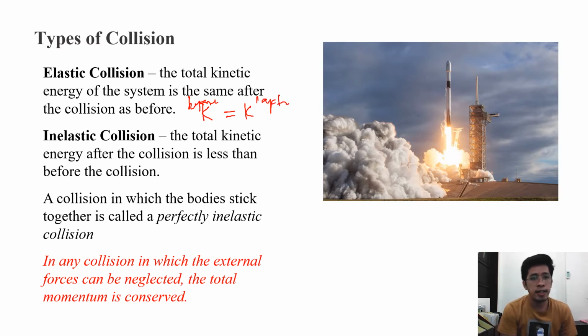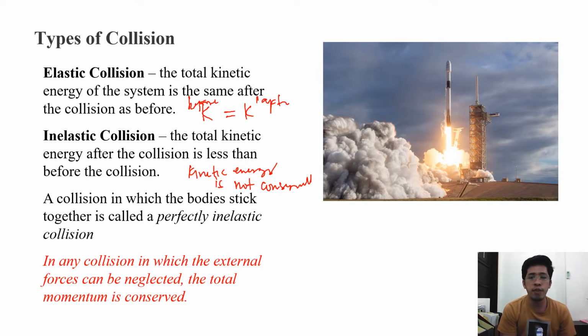On the other hand, the inelastic collision is a collision wherein the total kinetic energy after the collision is less than before the collision. So in an inelastic collision, the kinetic energy is not conserved. We have a special case of an inelastic collision, wherein the bodies stick together after colliding, and this is what you call a perfectly inelastic collision.